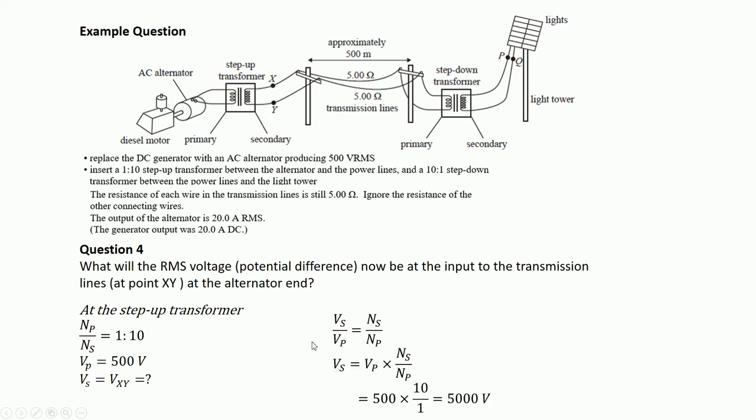But mathematically, the ratio of the volts from the secondary to the primary is that of the number of turns from the secondary to the primary. We can multiply our VP across to the right-hand side of the equal sign and create a new equation. Substitute in our numbers: 500 times 10 gives me 5,000 volts.